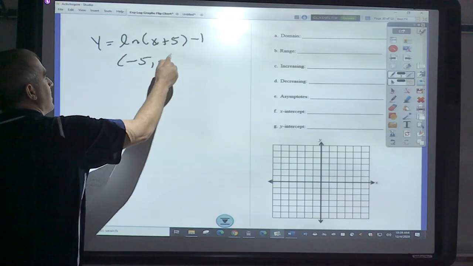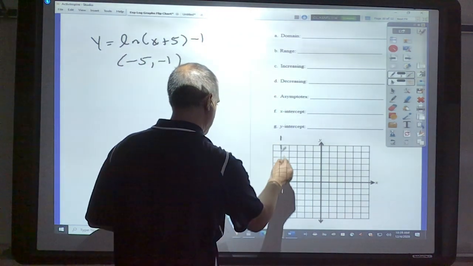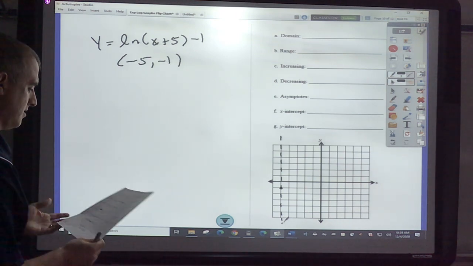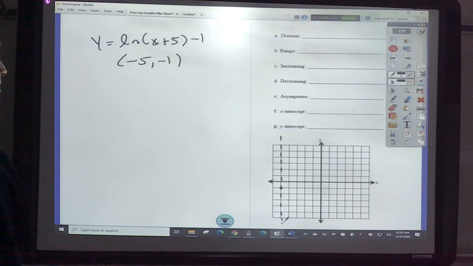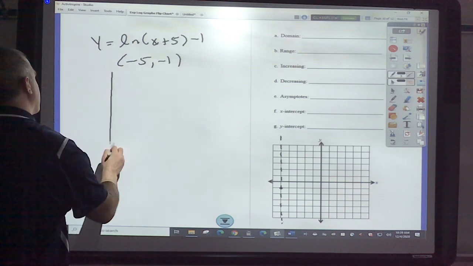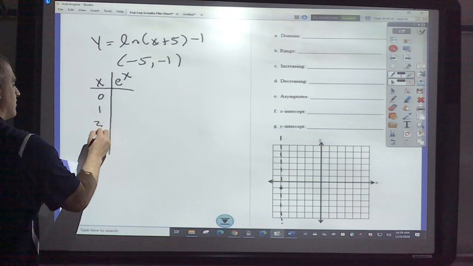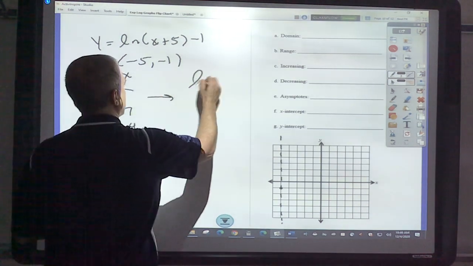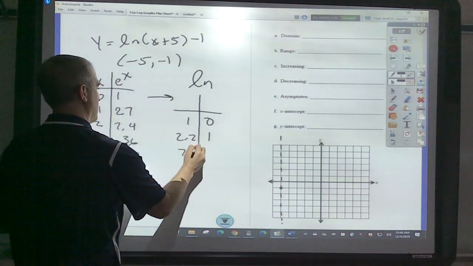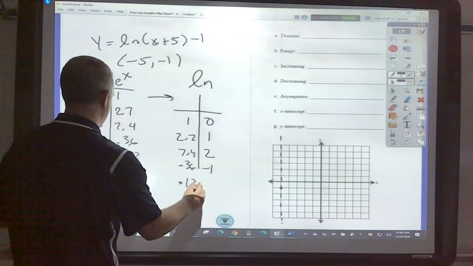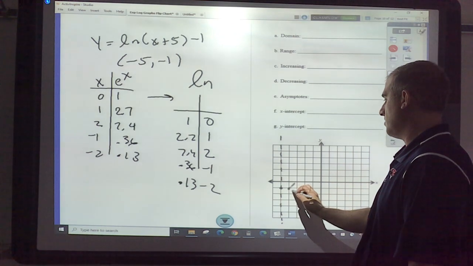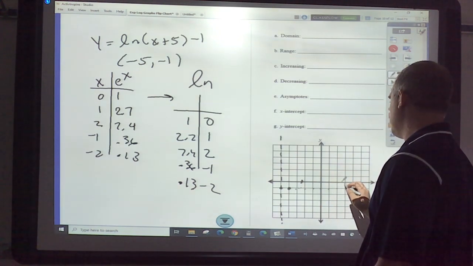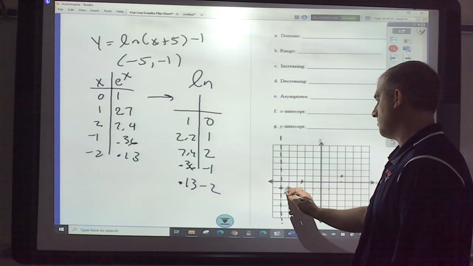Okay, so my anchor point would be -5, -1. Boom. Okay. So I would go e to the x, 1, 2.7, 7.4, 0.36, 0.13. Since it is natural log, I am flipping that. Okay, so from here, 1, 0, 1, 2, and a bit, plus 1, 1, 2, 3, 4, 5, 6, 7, and a bit, plus 2, right? 0.36, -1, 0.13, -2.